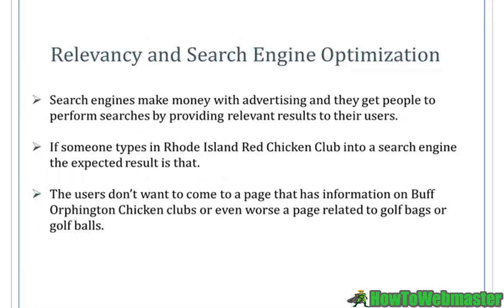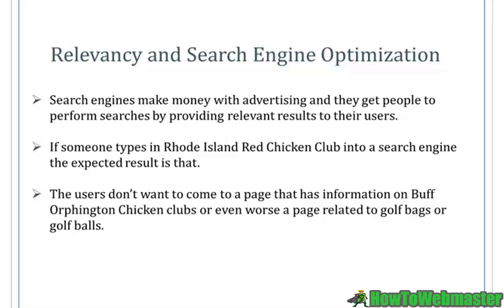Search engines make money with advertising, and they get people to perform searches by providing relevant results to their users. You want them to be your results. If someone types in, for example, Rhode Island Red Chicken Club into a search engine, that's what they expect to get. They expect to find something about Rhode Island Red Chicken Clubs if you're into chickens. The user doesn't want to come to a page that has information on Buff Orpington Chicken Clubs. Maybe if they're just interested in chicken clubs, great. But if they're typing in something specific, that's what you're after.